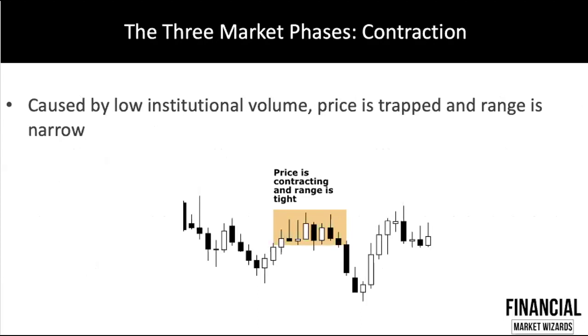So what a lot of retail traders try to do is buy and sell, and the truth is whether you buy or sell, your profits are very minimal. Even if you buy the low end of the range and sell the top, your profit is very minimal. You don't really see explosive growth in your trading account. Basically in this phase, price is trapped and the range is narrow. You'll see a lot of doji candles.